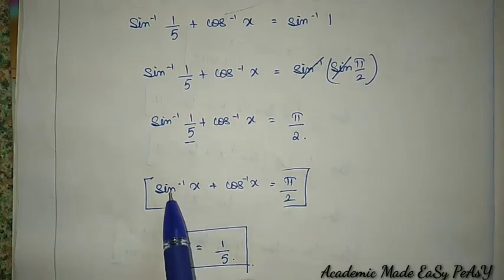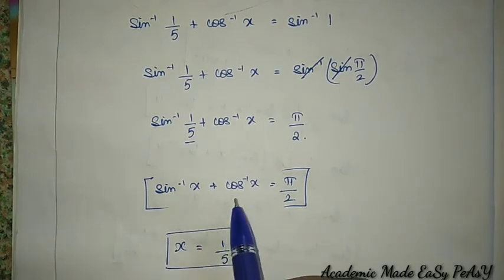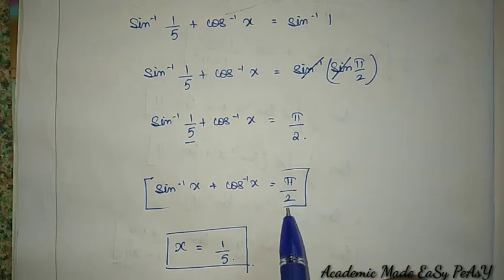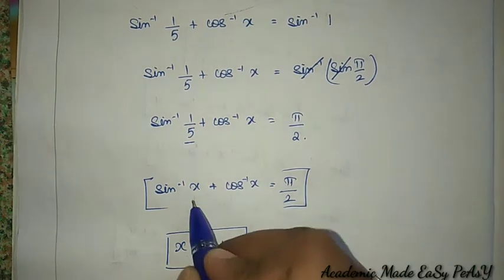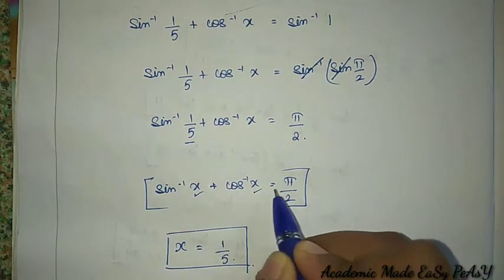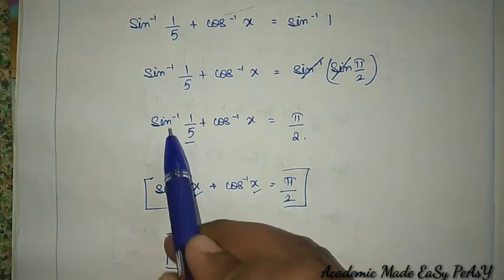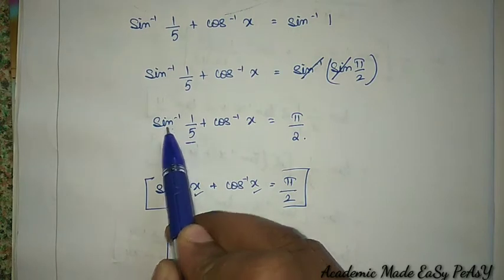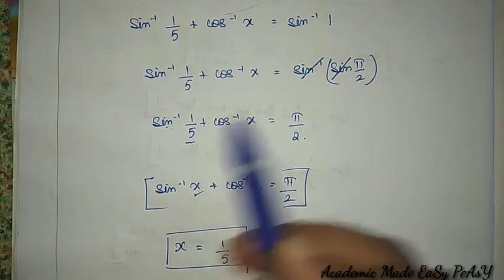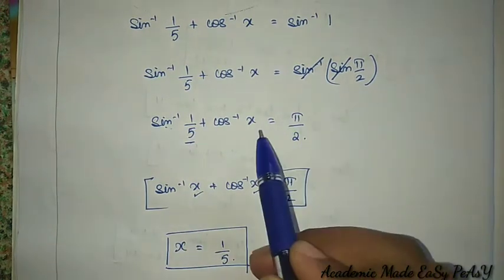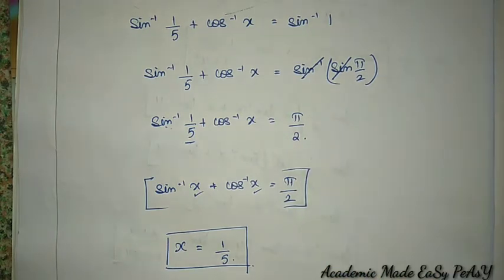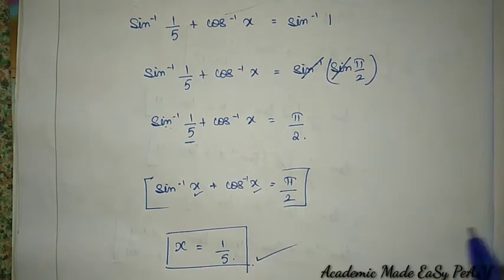Since sine inverse x plus cos inverse x is equal to pi by 2, it means that x and x are the same for sine inverse as well as for cos inverse. So here, if sine inverse is 1 by 5, then for cos inverse also the x should be 1 by 5 only. So with that condition we have found the value of x.